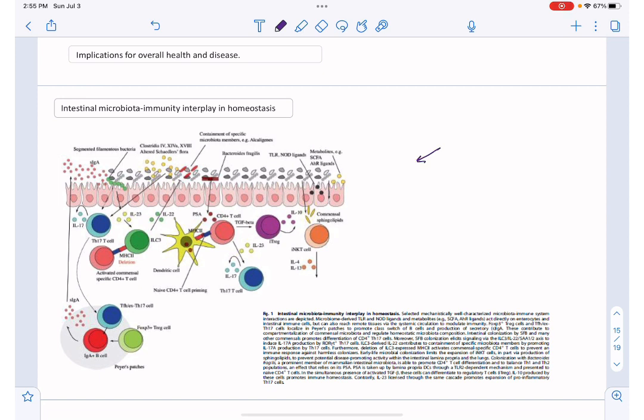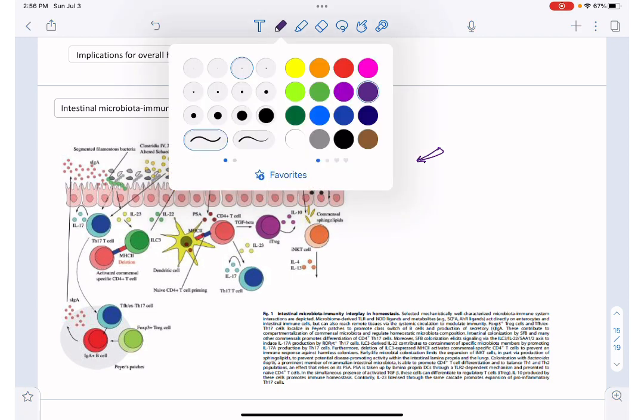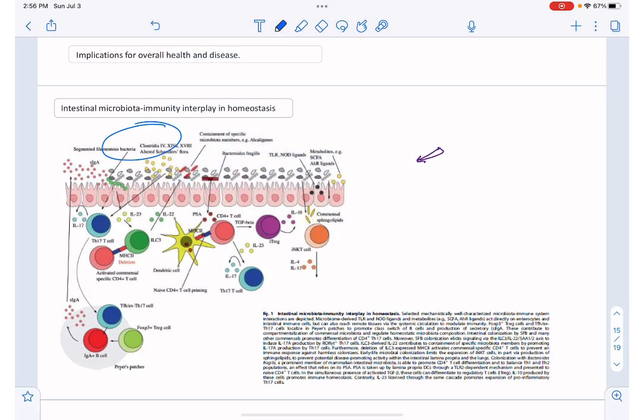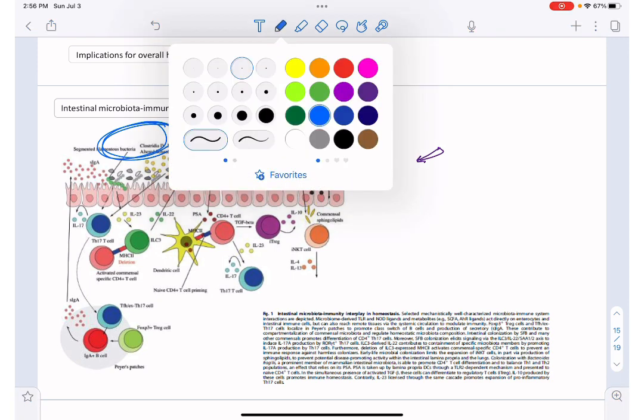And this is a figure that came from that research article. There's a lot of complicated stuff going on here, but the title of it is Intestinal Microbiota, Immunity Interplay in Homeostasis. So what they're getting at is that a healthy gut microbiome is important for a healthy immune environment as well. And just to orient ourselves, this is the lumen of the large intestine.